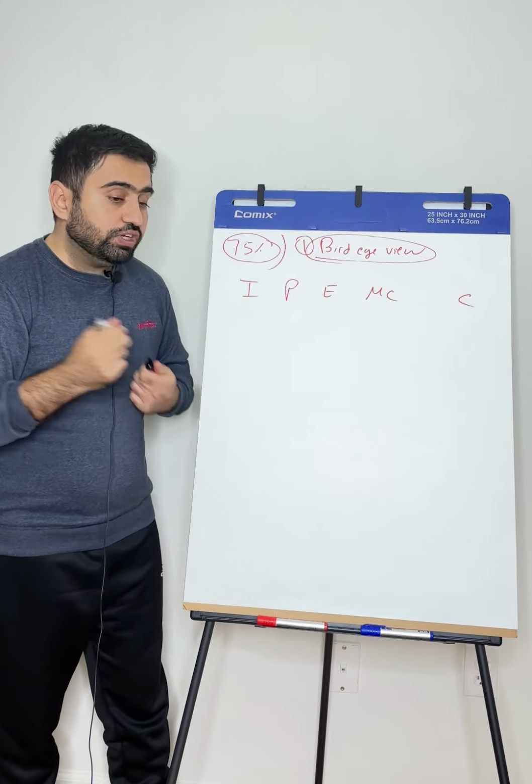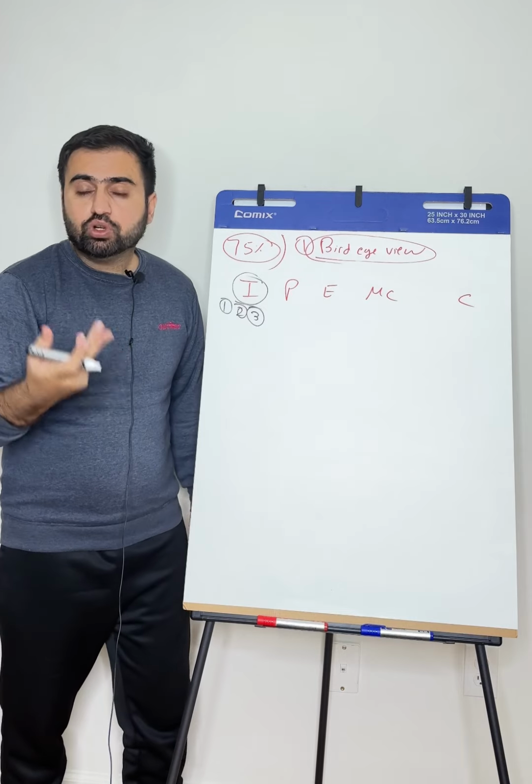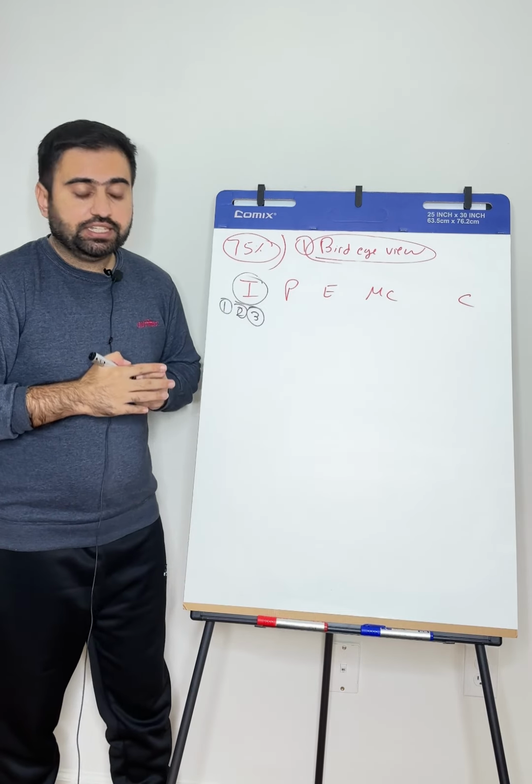What happens in initiation, we need to know that. In initiation, there are three things that happen. For example, project charter is signed, assumption log is made, stakeholders are identified. These are the most important things that happen in initiation.